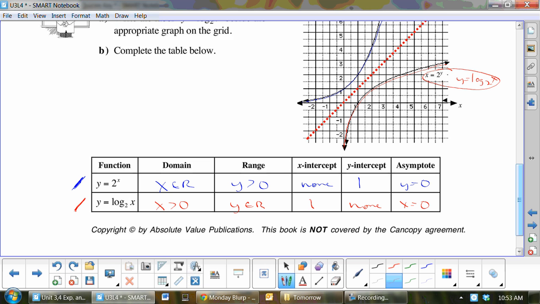Any generalizations you can give me about log form versus exponential form? Everything switched. Now remember, that's what we learned before: when you do an inverse, which is a reflection over y equals x, domain and range switch, but also x and y intercepts switch and asymptotes switch. The diploma wants to know, do you know this?